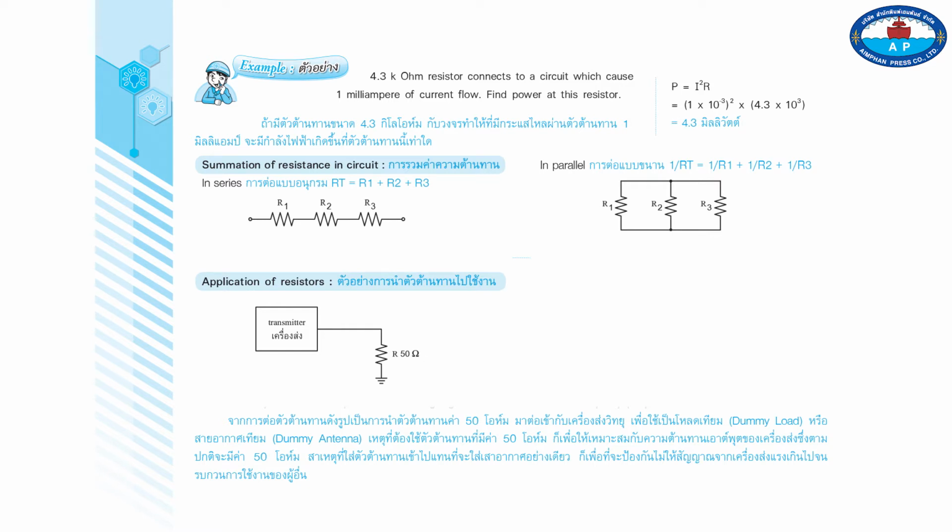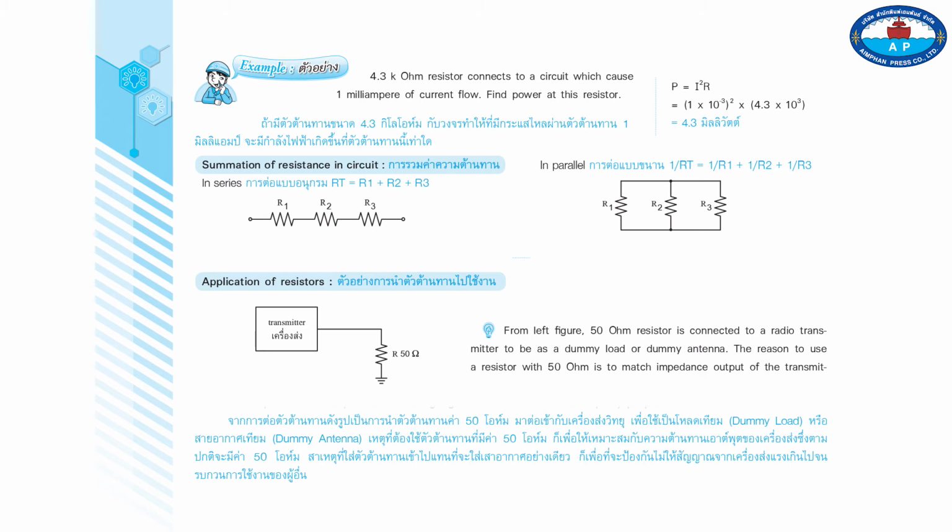Application of resistors. From the left figure, a 50 ohm resistor is connected to a radio transmitter to act as a dummy load or dummy antenna. The reason to use a 50 ohm resistor is to match the output impedance of the transmitter, which is normally 50 ohm.